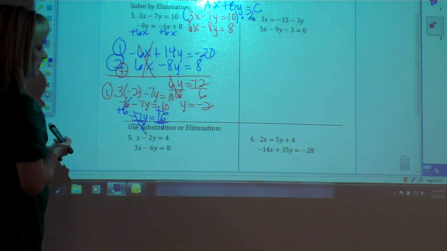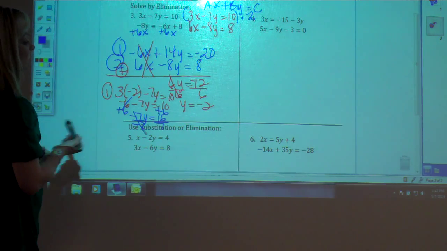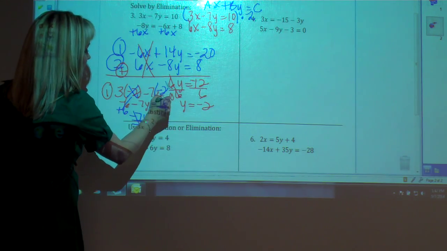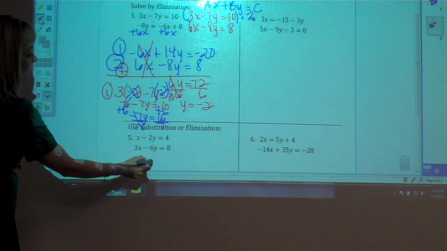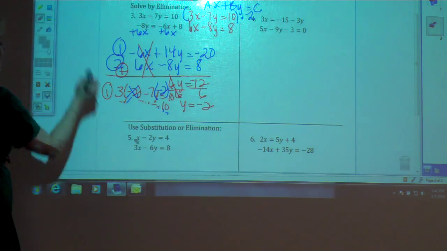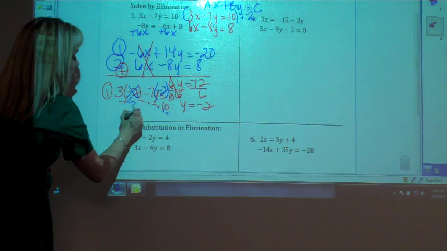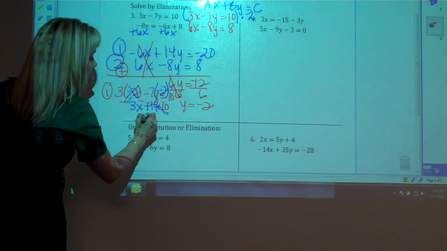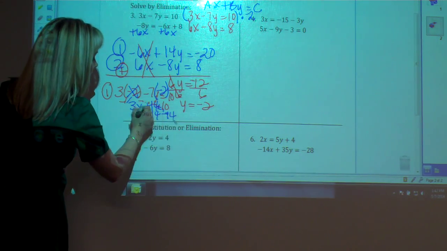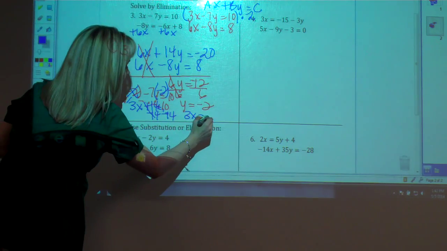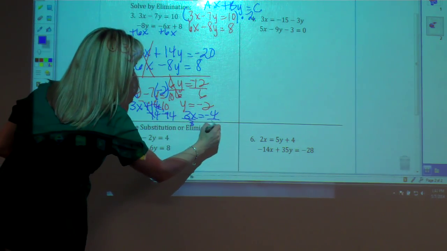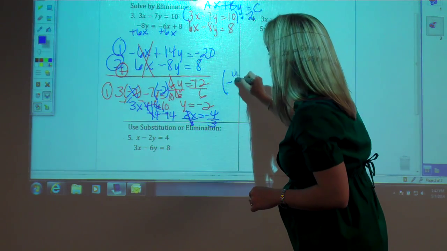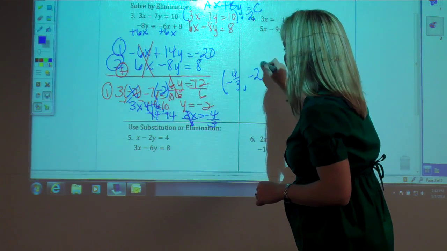Negative 12, negative 2. This is y. I plugged it in for x. 3x minus 7 times negative 2 here. I'm sorry. So this will give me 3x plus 14 equals 10. Subtract 14, and I get 3x is equal to negative 4. Divide by 3, and I get negative 4/3 for x. So my answer is negative 4/3, comma, negative 2.